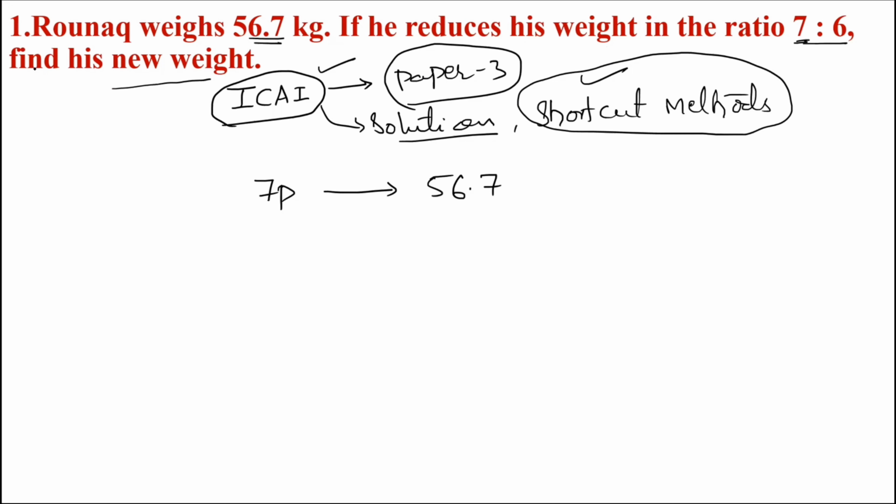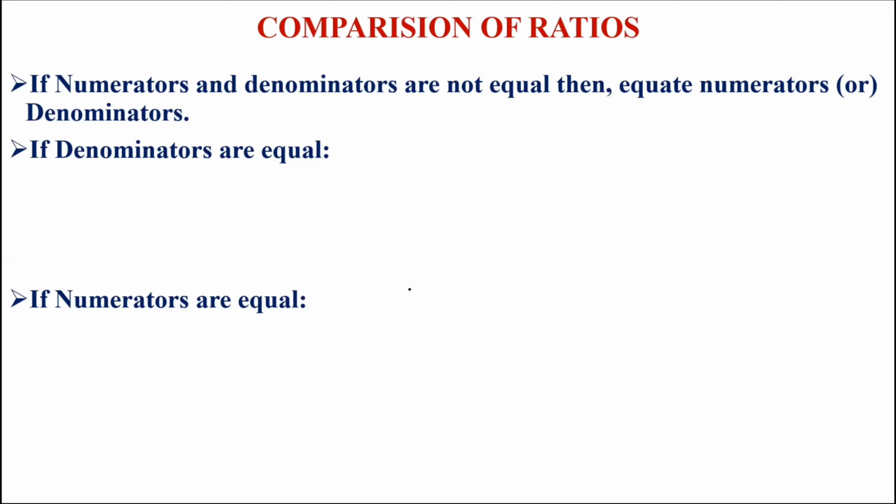Then what do I need to calculate? The new weight means 6 parts. 6 parts is equal to how much? 7 how many times is 56.7? 8.1. So the new weight is 48.6.